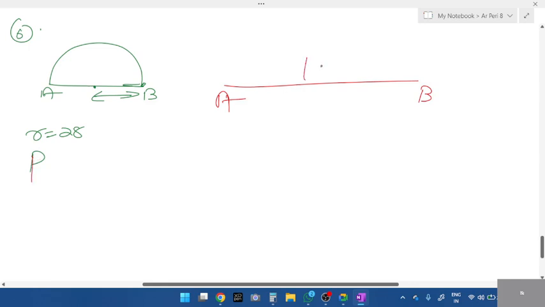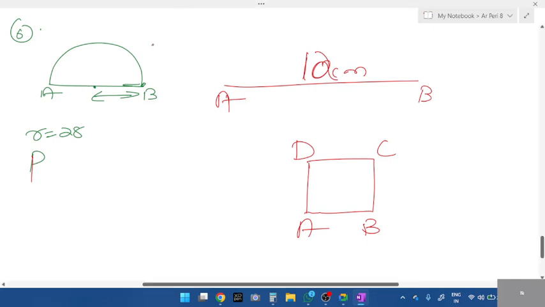If this wire is 12 centimeters, and I convert this into a square and name it ABCD, what is the property of a square? Tell me the property of a square. All four sides are equal. If I bend this wire into a square, what will be the value of each side?